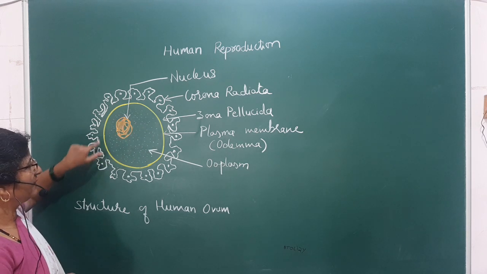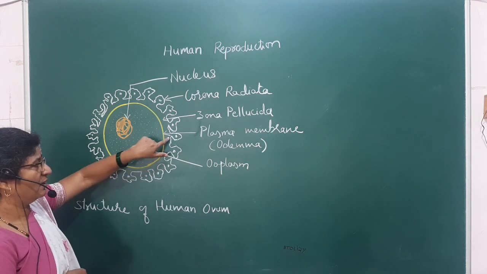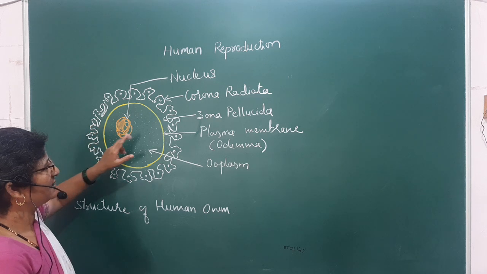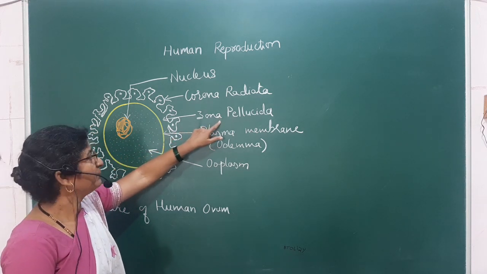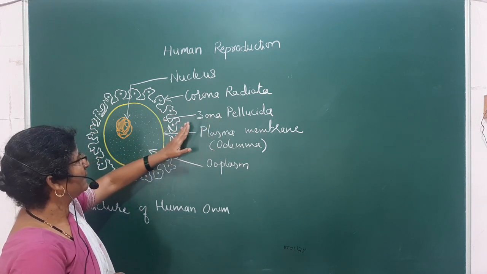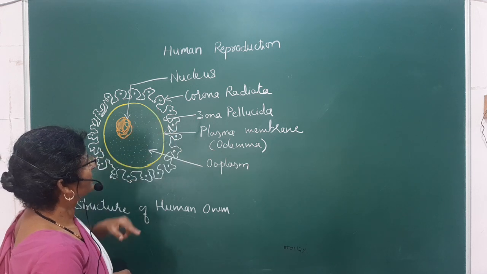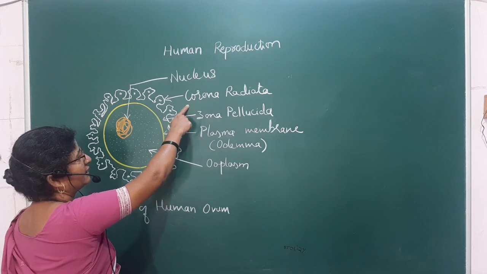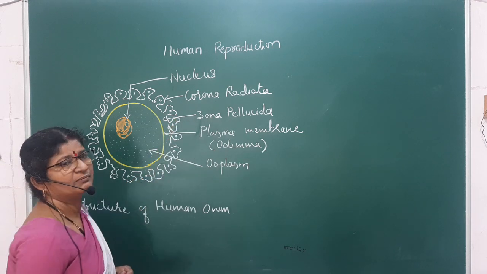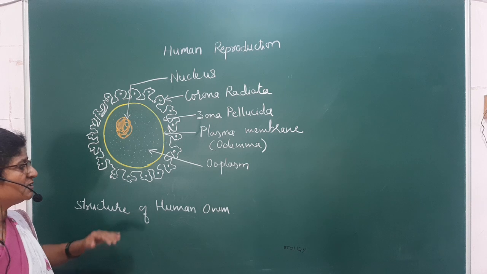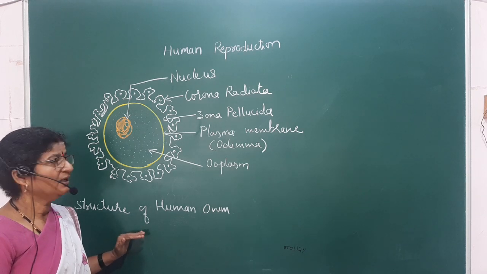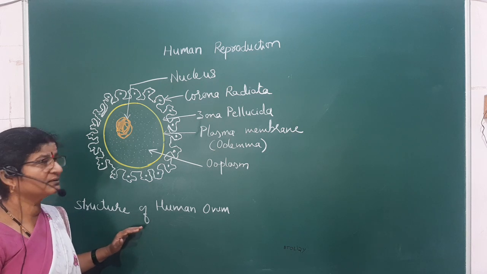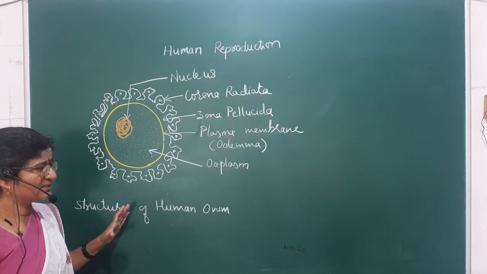And outside the oolemma, you will see a clear zone which is called the zona pellucida. After the zona pellucida, it is surrounded by a layer of cells called the corona radiata, which is formed from the follicular cells. So this is the structure of the ovum. The structure of the human ovum is for 3 marks, and let me repeat once again.